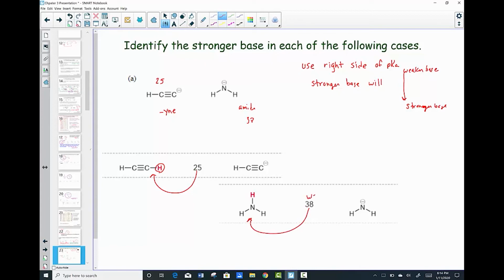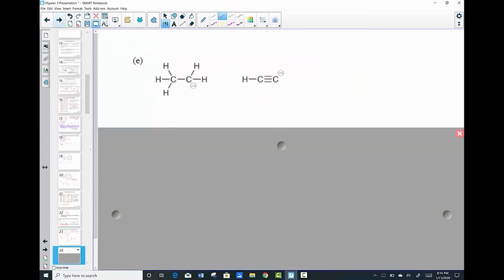The weaker acid has a bigger number, therefore it has the stronger base. So the amide is the stronger base because it has a weaker acid. You ready for another? These are really just sneaky ways of making you practice using your pKa chart.